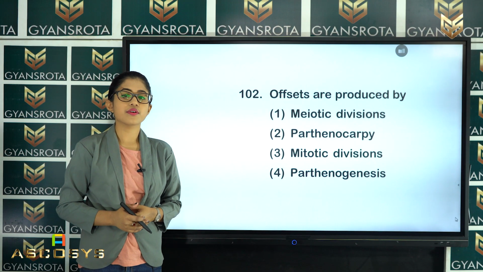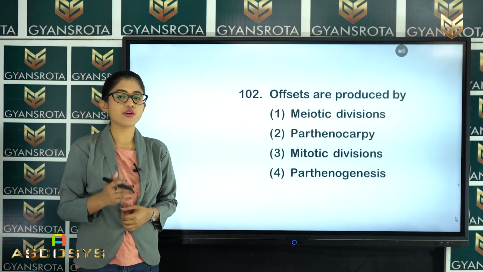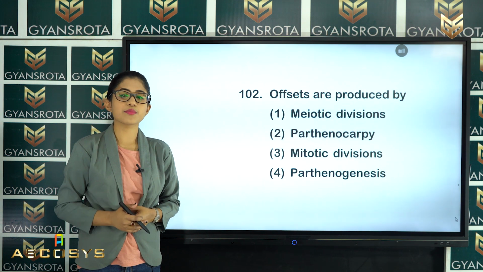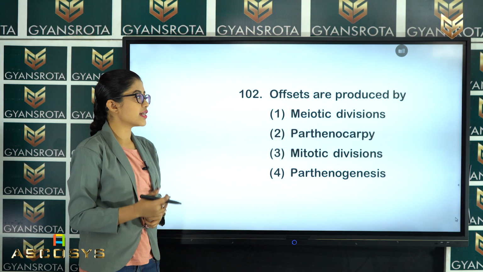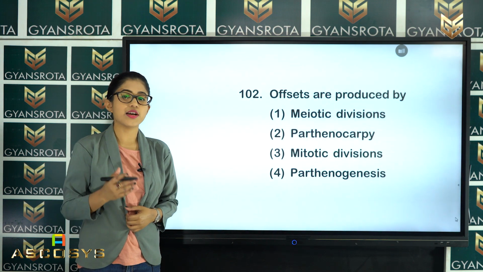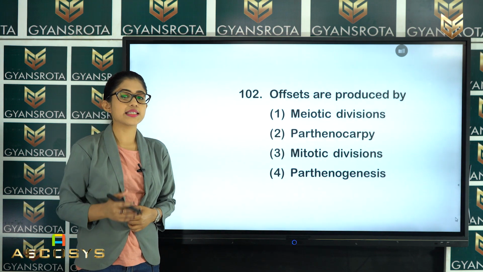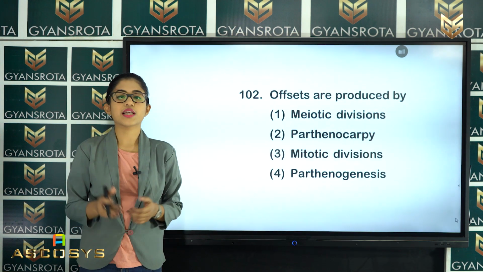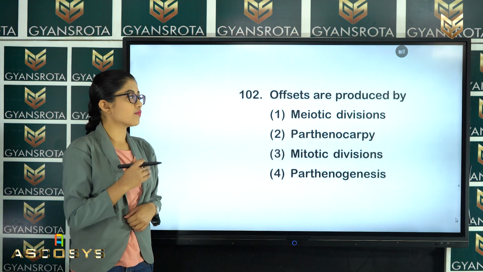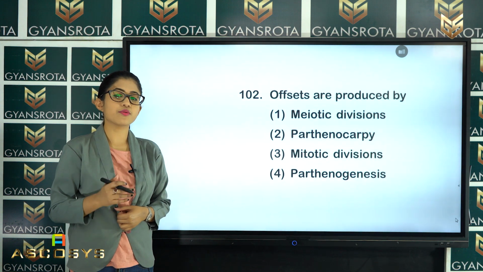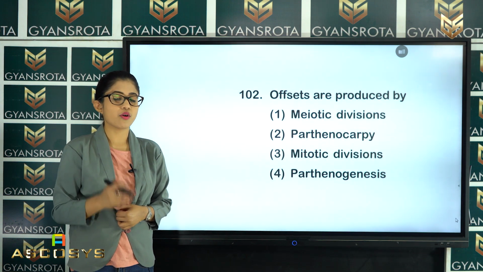So that we have got in the chapter Reproduction in Organism. That was the first chapter of class 12, right? So this is a very easy question. Offset, you know, takes place in vegetative reproduction, and it is a vegetative propagule. So that is from the chapter Reproduction in Organism. There we have got that offset is a vegetative reproduction and it is a vegetative propagule.